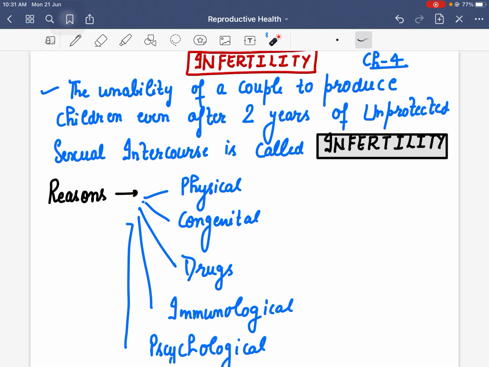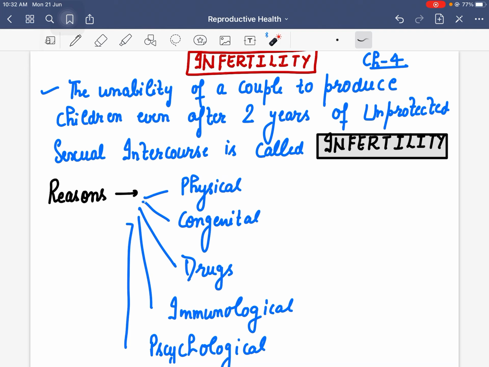So first we have to understand this word, which is known as infertility. If you split it up, infertility is the inability of a couple to produce children even after 2 years of unprotected sexual intercourse. Means if a couple is planning their family, they want to have a child, but even after 2 years of their unprotected sexual intercourse they are not able to have a child, that condition is known as infertility.